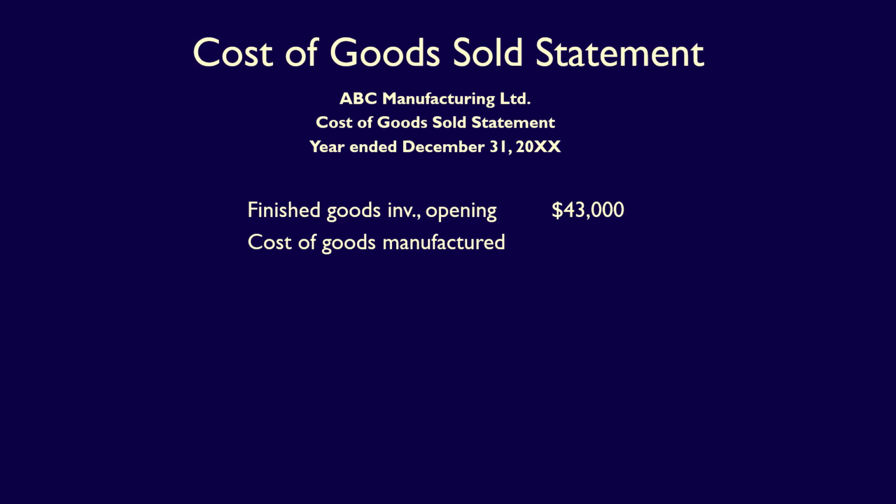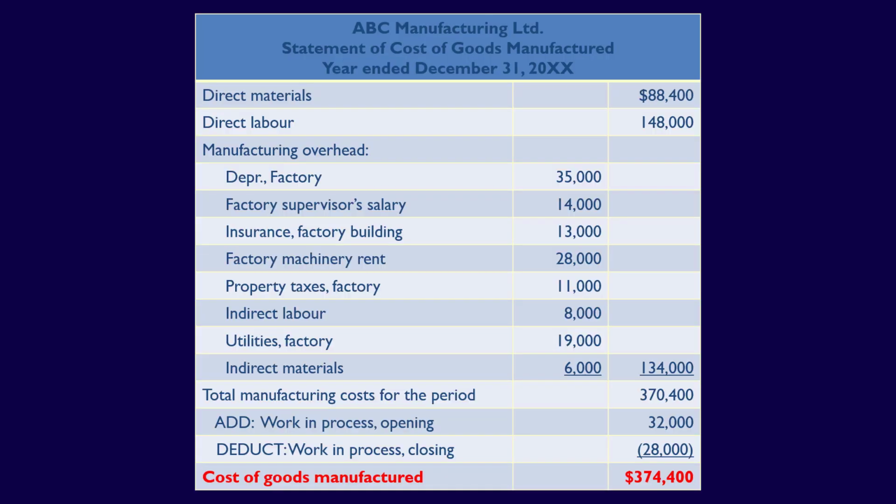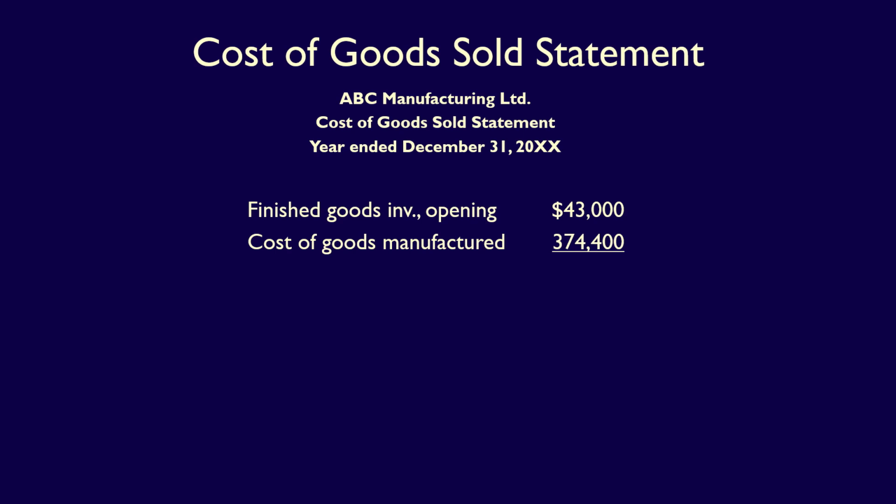We now add the cost of goods manufactured, which of course we get from the cost of goods manufactured statement, which we just finished, $374,400. We're going to transfer that back into our cost of goods sold statement, $374,400. This is all the inventory which has completed the production process during the period and is ready for sale to the customer. Added together, this equals the cost of goods available for sale. All the goods, including the opening finished goods inventory, which was available for sale to customers during the year.